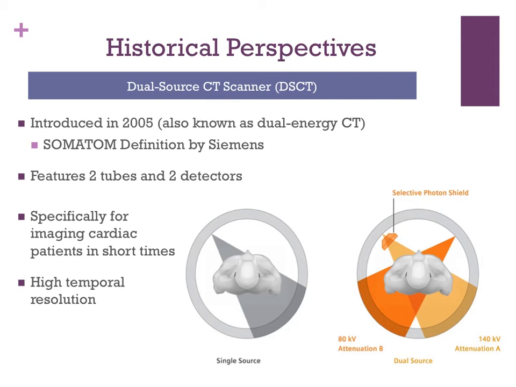Moving on through the development of CT scanners throughout the years, there was a dual source CT scanner introduced in 2005 at RSNA by Siemens Medical Solutions. This scanner was called the Somatome Definition, and it is also known as the Dual Energy CT. We'll be talking about this quite a bit throughout the remainder of the course. This type of CT has 2 X-ray tubes that operate at different energies. So it features 2 tubes and 2 detectors. And it is specifically used for imaging cardiac patients in short time frames. And the biggest benefit of a dual source CT scanner is that it has high temporal resolution.